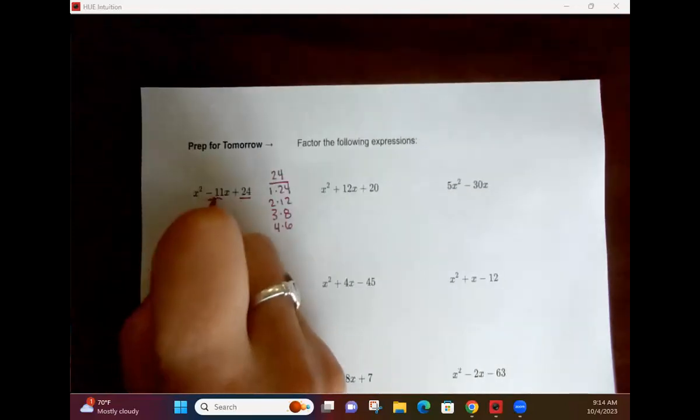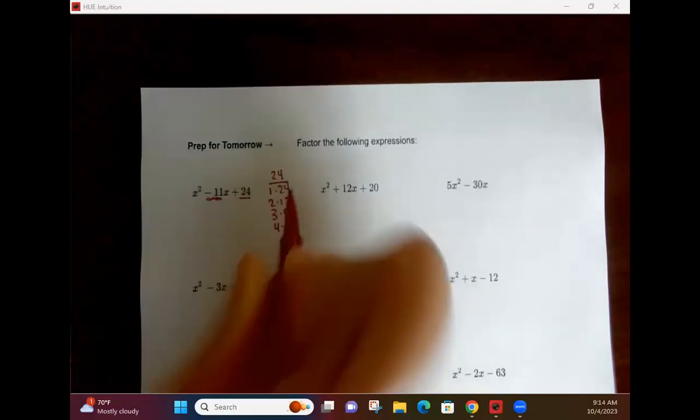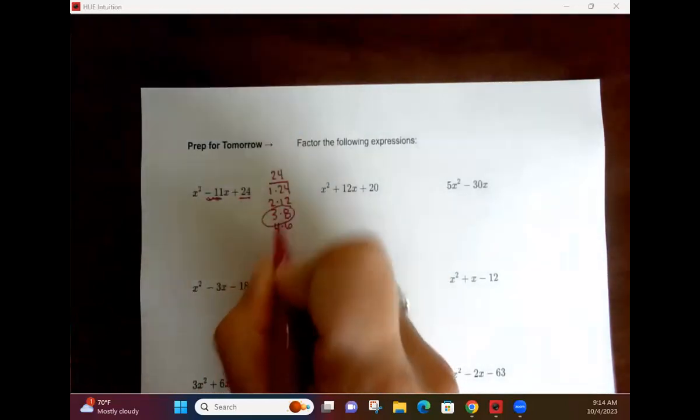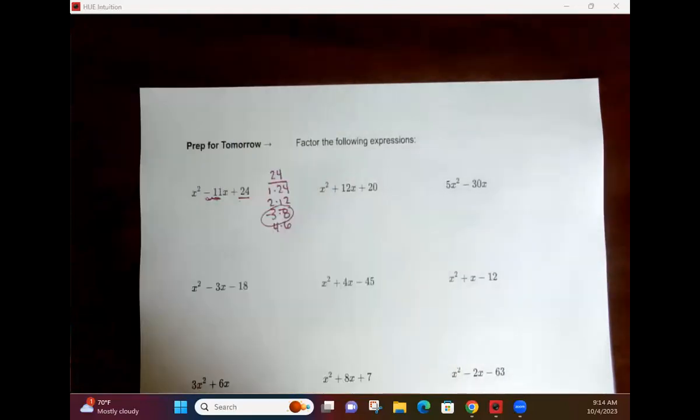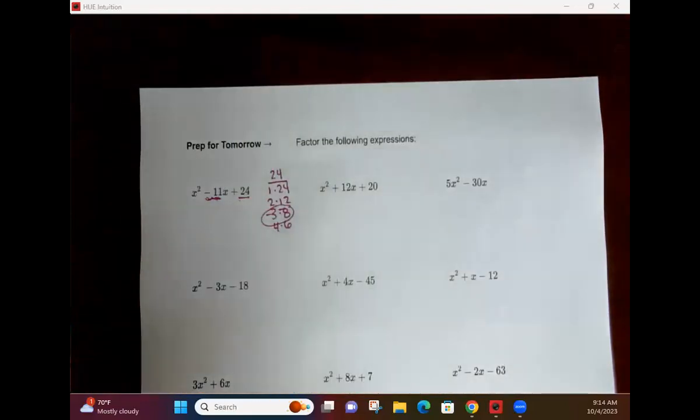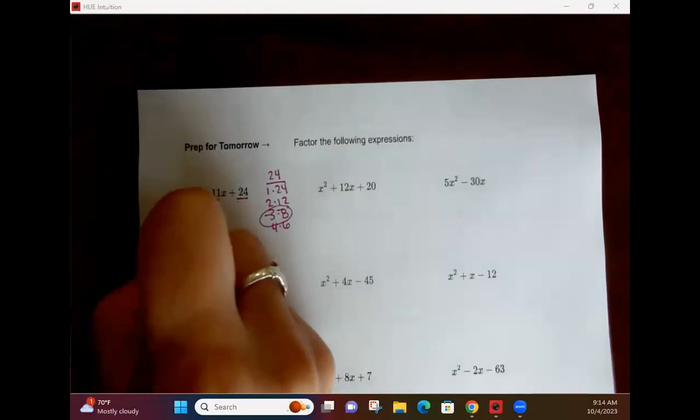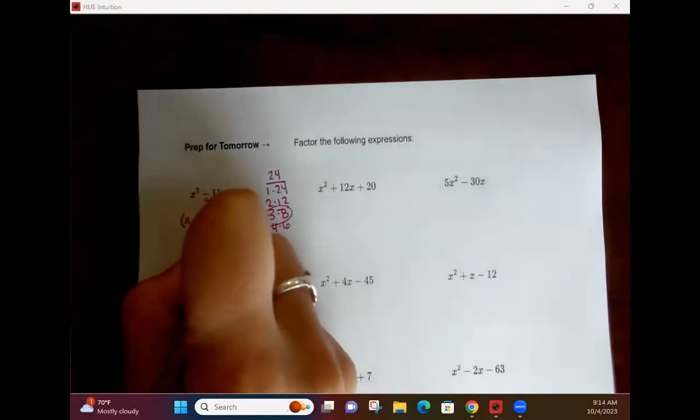So I see that I want numbers that add to negative 11. 3 and 8 would add to 11. If I make them both negative, they would still multiply to positive 24, but now they would add to negative 11. So my factored form would be x minus 3 times x minus 8.